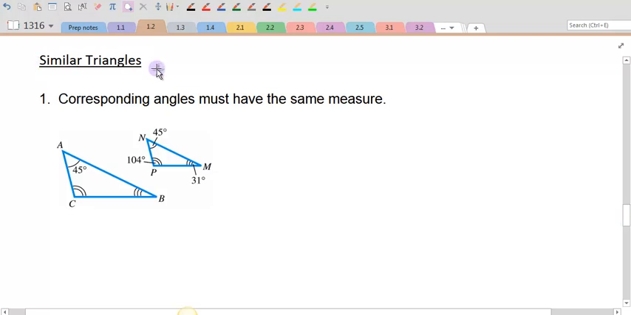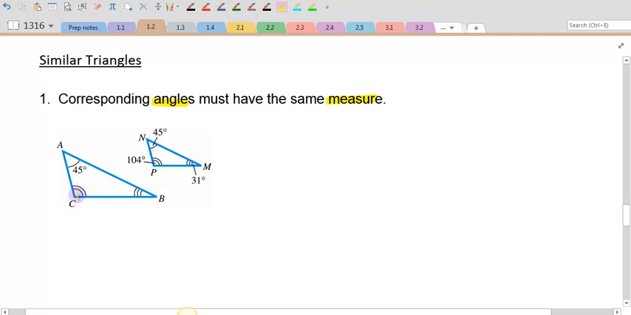Now, similar triangles are defined in the following way. Similar triangles have corresponding angles that have the same measure. So by definition, if I have similar triangles, their angles are the same measure. So you can see here I have two triangles that are obviously not the same size, but if I knew that they were similar, then I would be able to say, well, because they're similar triangles, these angles here at the top of my triangle are going to be the same measurement.